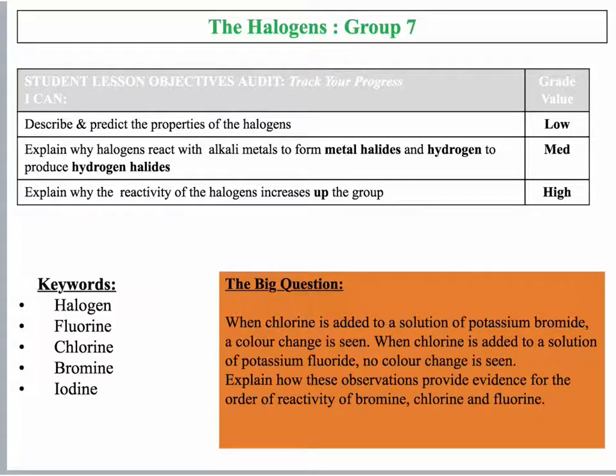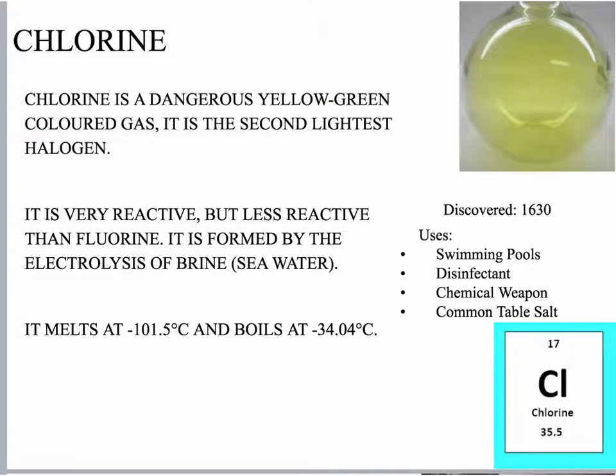At GCSE, we focus on 3 major group 7 elements. These are chlorine, bromine and iodine. Chlorine is the second lightest of the halogens. It is a dangerous and toxic yellow-green coloured gas that, I'm sure you're aware, is used in swimming pools. It can also be used as a chemical weapon. It's very reactive, but less reactive than fluorine, which sits at the top of group 7.